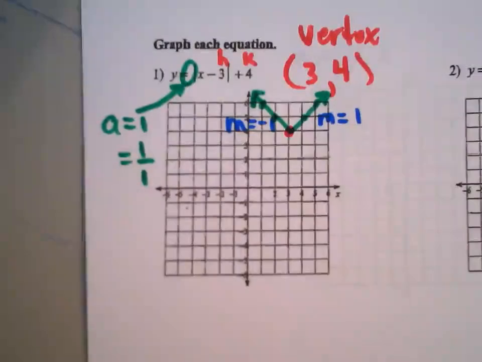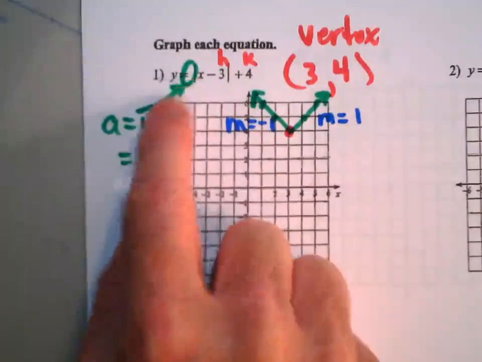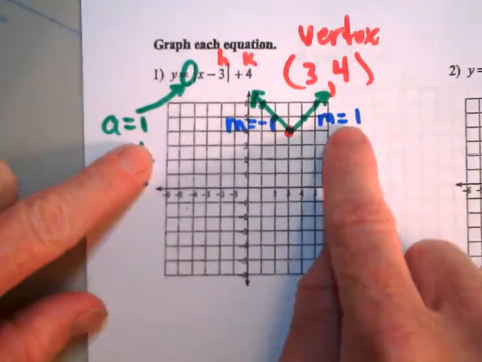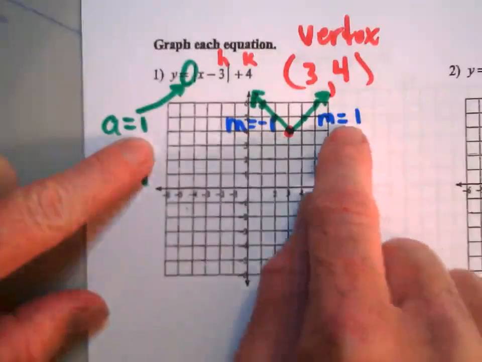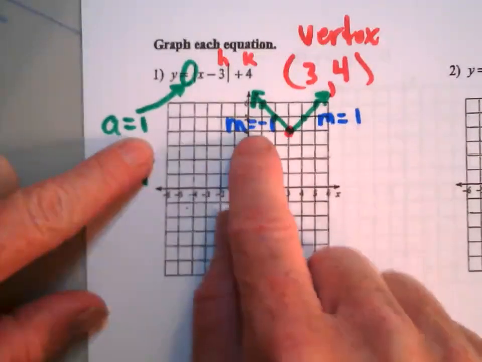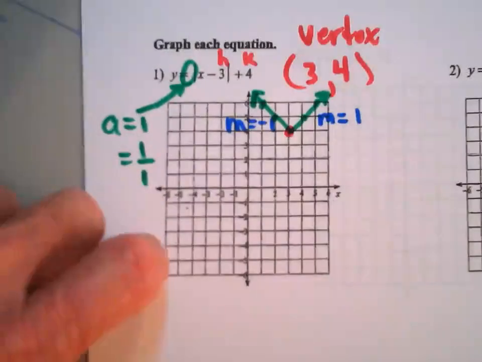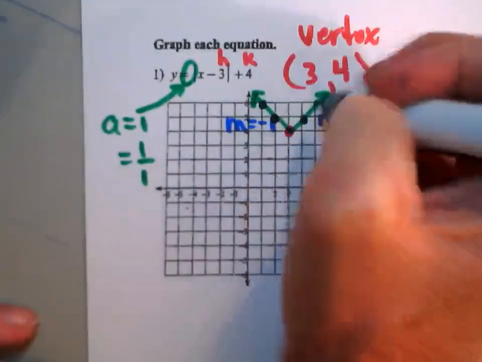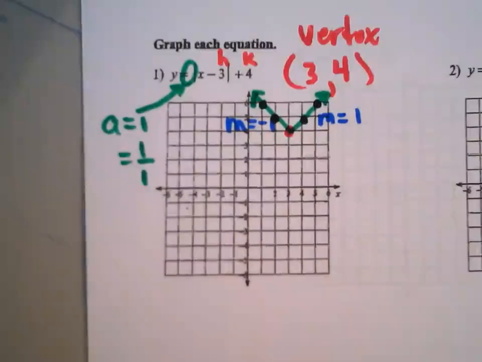So the A value up here is going to give you the slope that you're going to use. And so we use that to get the right-hand side of the graph. And then we mirror the left-hand side of the graph with the same slope but a negative value. So I'm going to just dot these a little bit darker so that you can see them. And that's the absolute value graph of absolute value of x minus 3 plus 4.